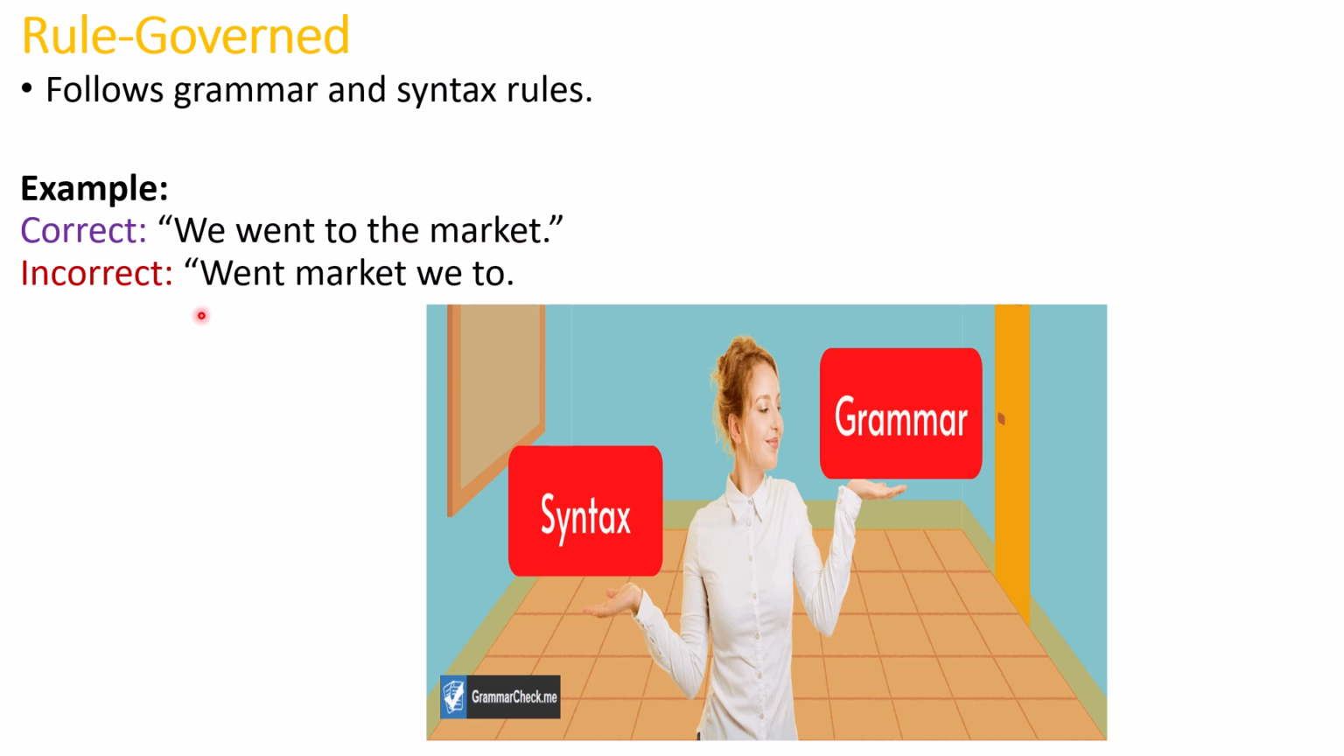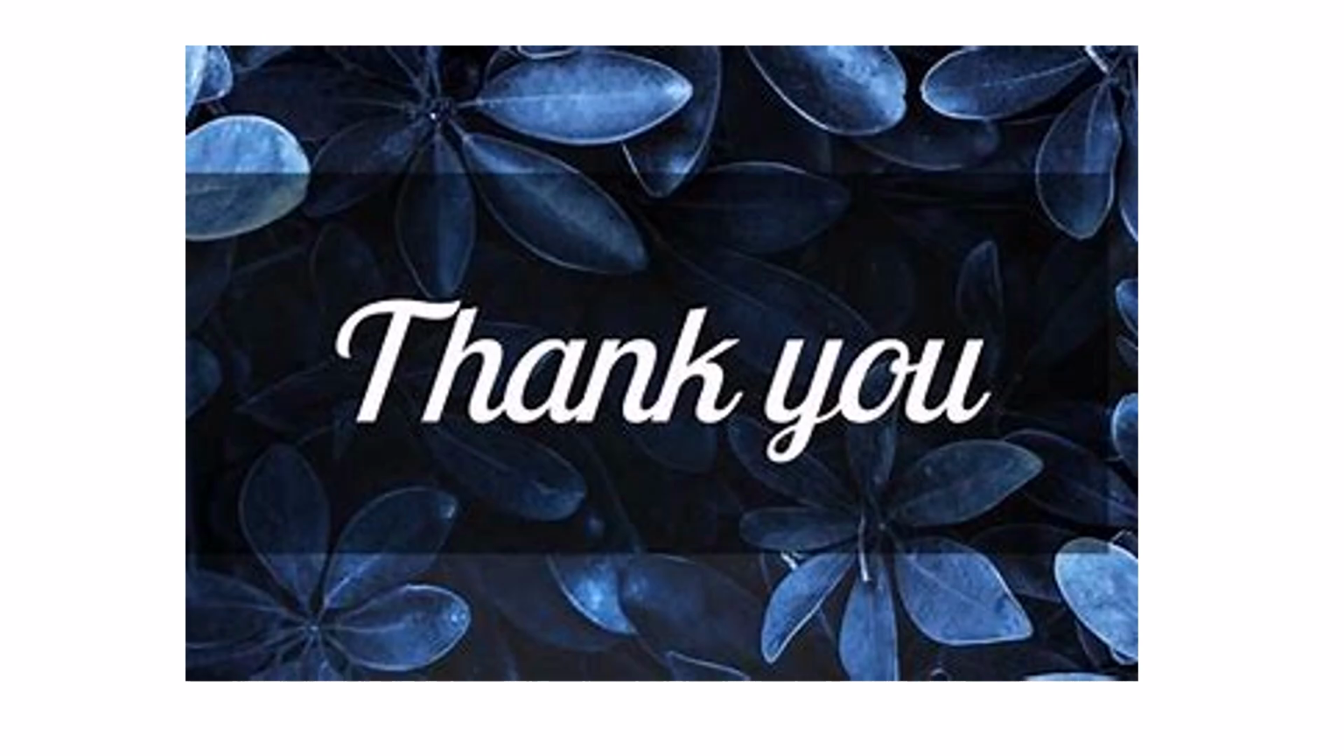Another sentence, went market we. So this is incorrect. So here we broke the rules and we confuse the listener. So human communication is rule governed. It follows grammar and syntax. Every language has a grammar and syntax. We'll discuss differences between animal communication and human communication in the next video lesson.